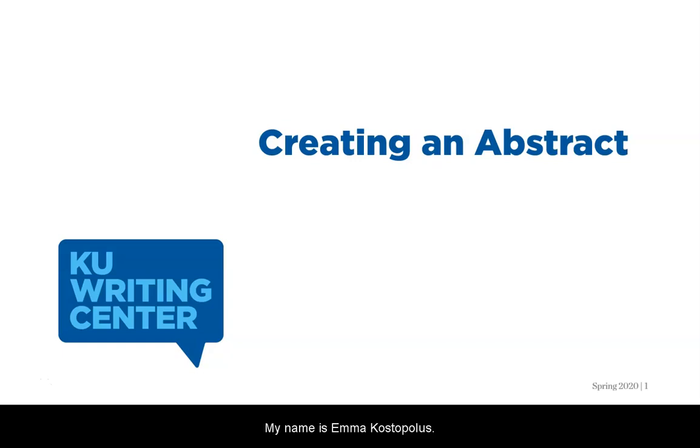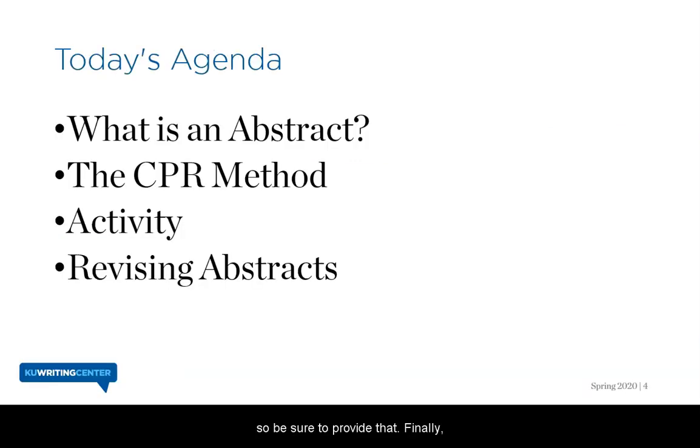I am one of the graduate coordinators at the KU Writing Center, and today I'm going to talk to you about an important skill in writing up and presenting research, the abstract. Today, we're going to begin by defining what an abstract is and what it ideally does. Then we're going to discuss a specific strategy for presenting the information in the abstracts. Then we'll engage in an activity. And finally, we'll discuss how to revise and rework drafts of abstracts.